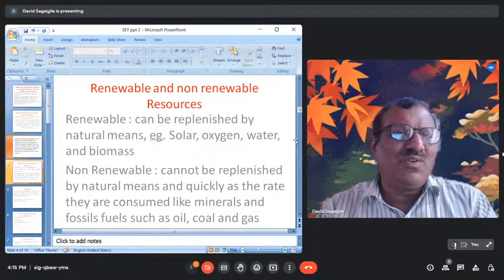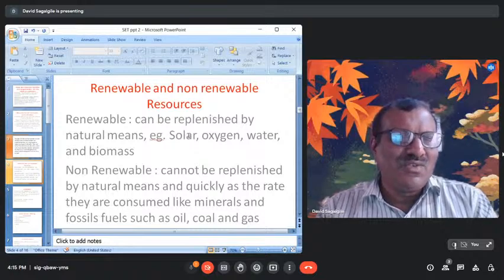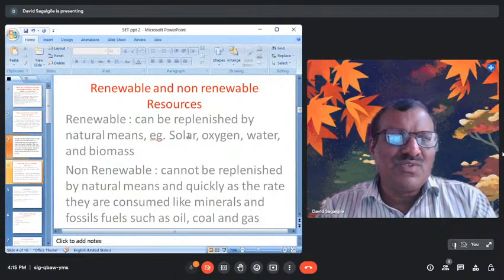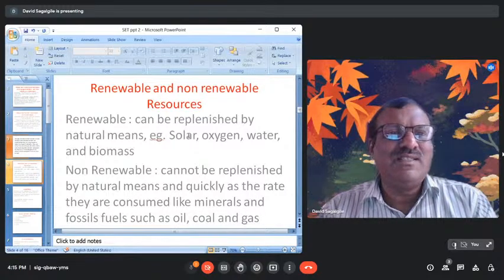Example: solar, oxygen, water and biomass. So all these kinds of things or resources can be replenished. Take for example, the sun is the infinite source of energy. It gives light. The more and more you harness from it, it still gives us energy, it still gives us light and heat. Oxygen is also created by plants.